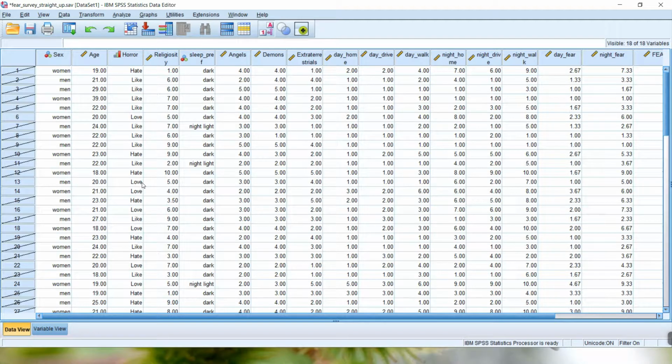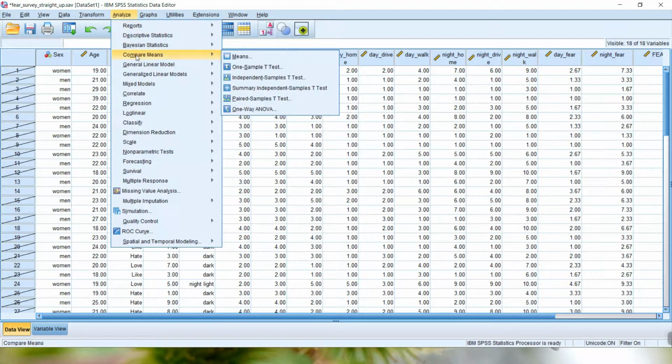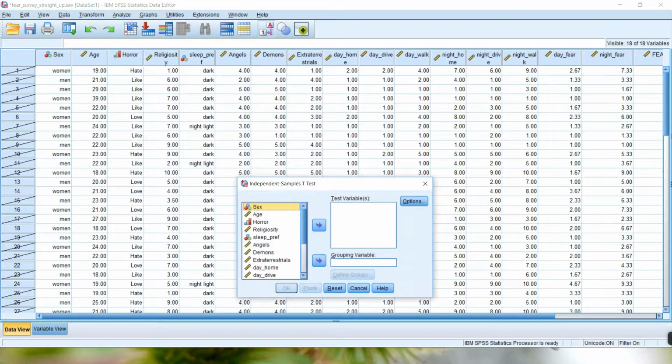All right, so now that we're just looking at people who love horror movies, we can compare men and women on their fear scores. So we're going to go to Analyze, and it's an independent t-test. So you go to Compare Means, Independent t-test, and let's see, Grouping Variable, that is the independent variable. So that would be sex. So move that over here.